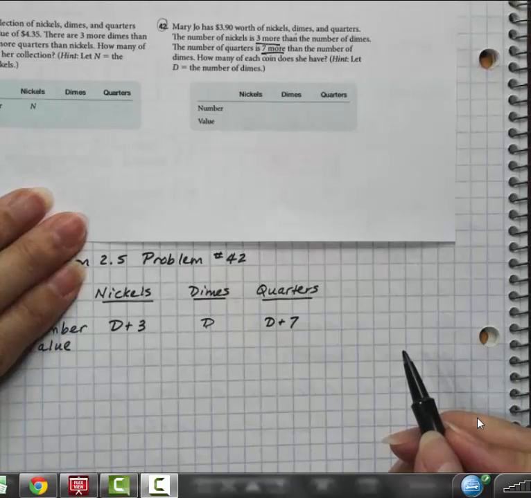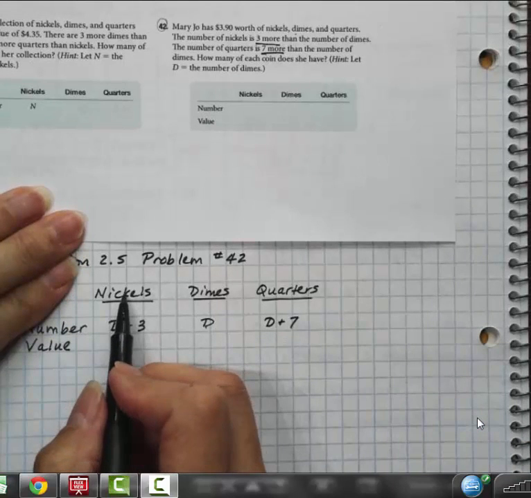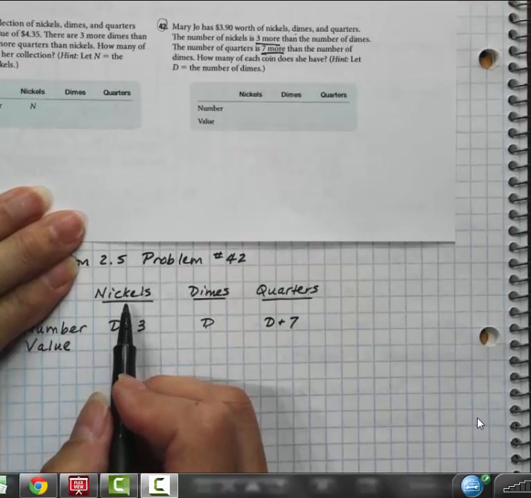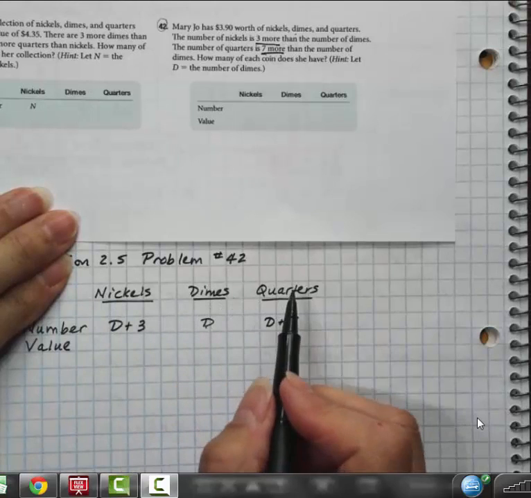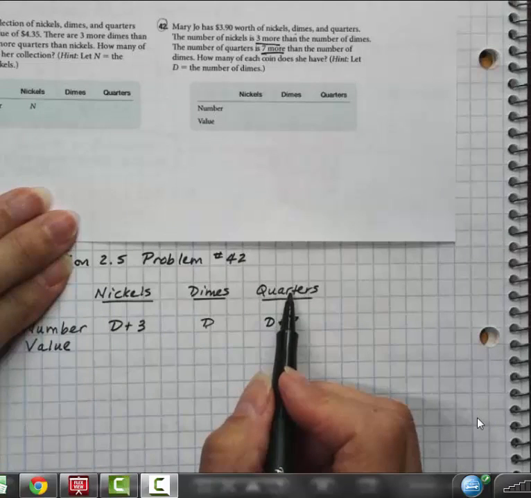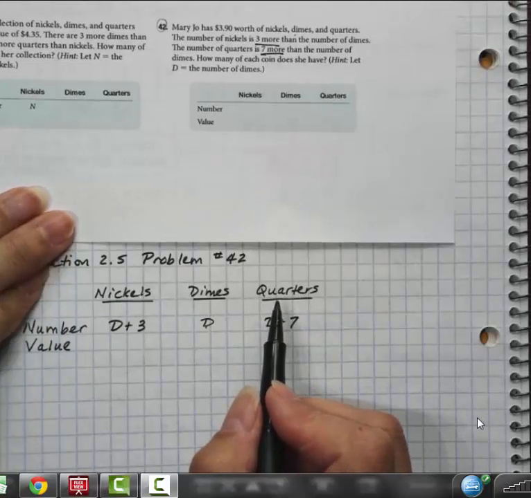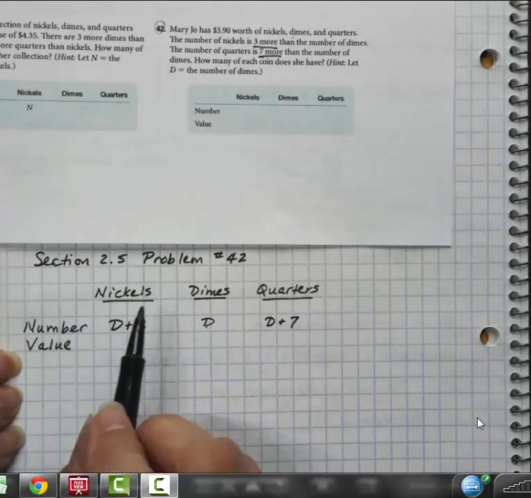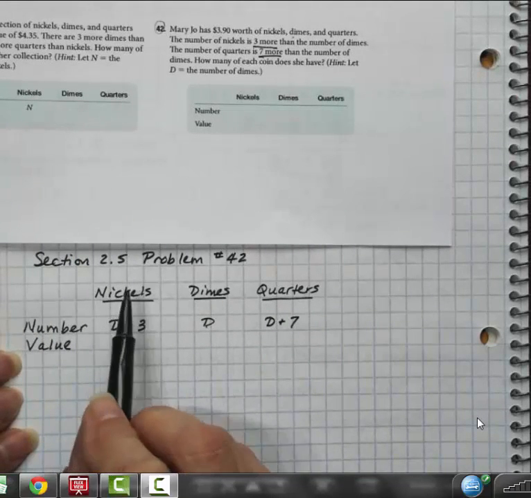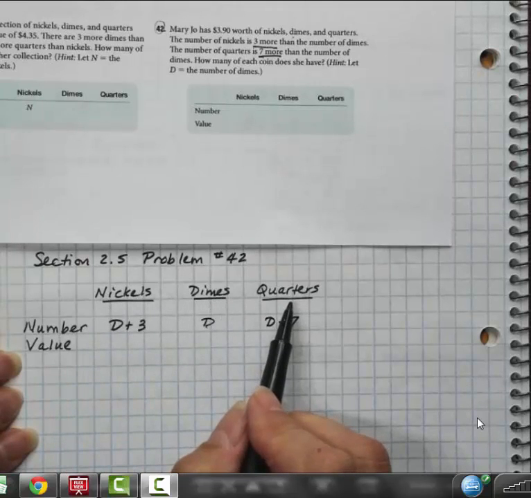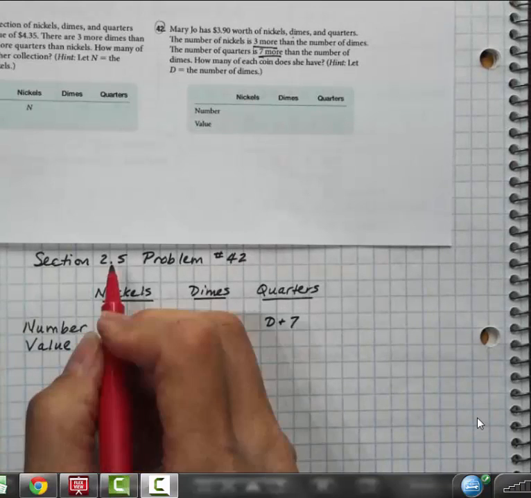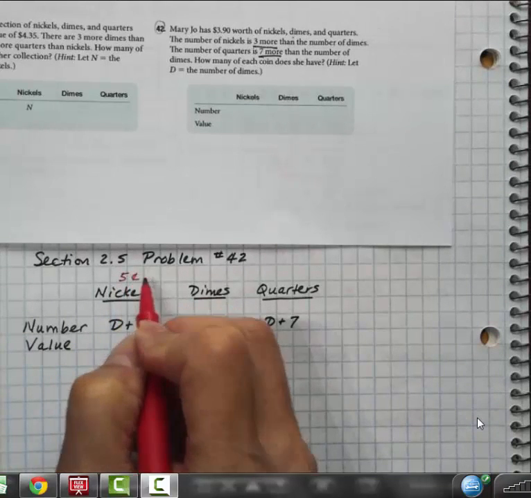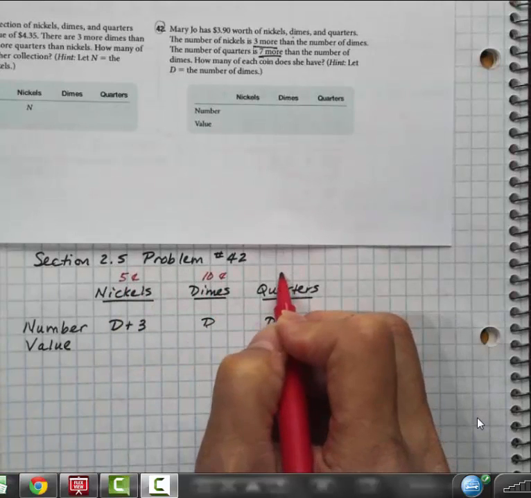Okay, and then we need to get into how much each of these is worth. So nickels are 5 cents each, dimes are 10 cents each, and quarters are 25 cents each. From class, we realized that it was nicer to use cents rather than dollar form. So this is 5 cents, this is 10 cents, and this is 25 cents.